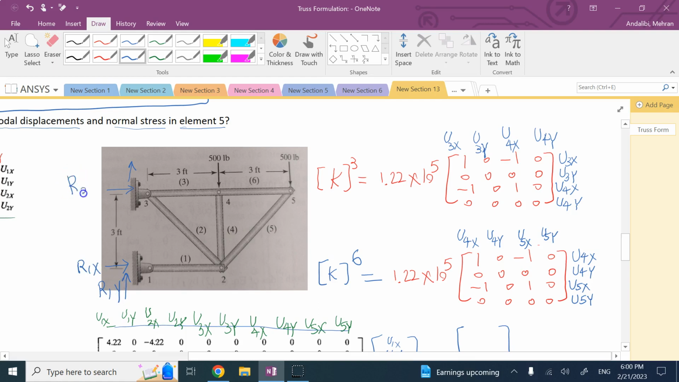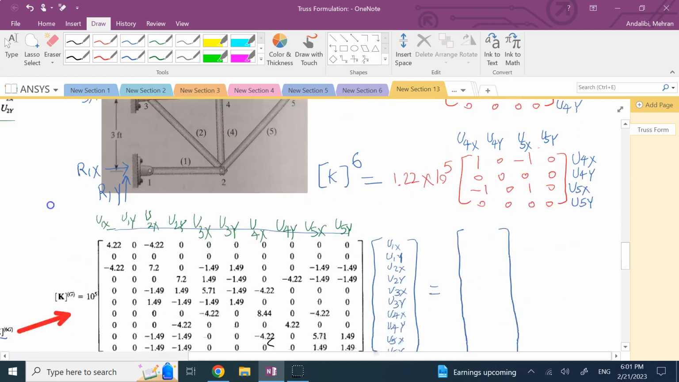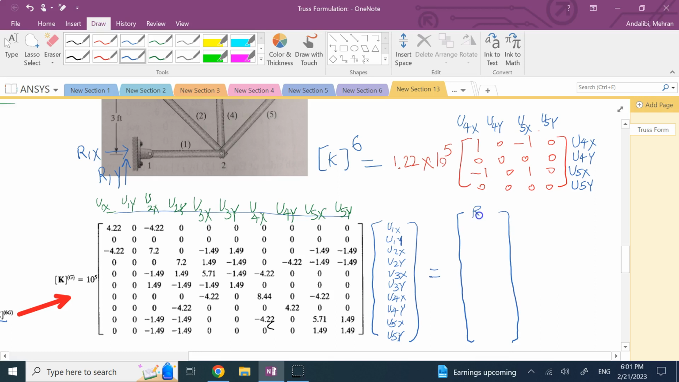And then R of 3x and R of 3y. These I need to find. Node 2 is free, so it's all 0. So let's go ahead and write them. R1x, R1y. Node 2 has no x and no y. Node 3 has 2 unknowns.